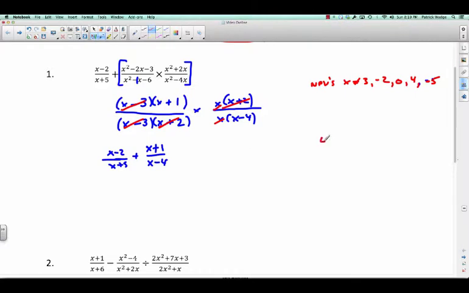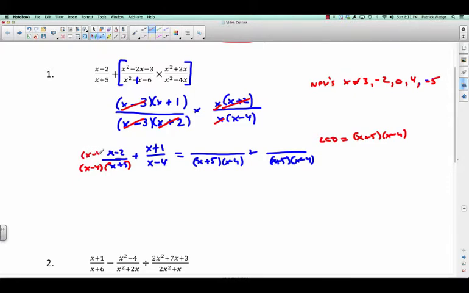What's the lowest common denominator of this? Well, the lowest common denominator is x plus 5 times x minus 4. So we want both the denominators to be like that. We want it to be x plus 5, x minus 4, plus another x plus 5, x minus 4. So what do we have to multiply this first one by? Well, obviously we have to multiply by x plus 5 times x minus 4, and you have to do the same to the top. What you do to the bottom, you do to the top.